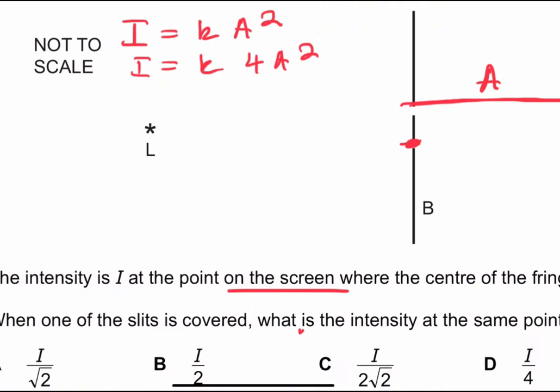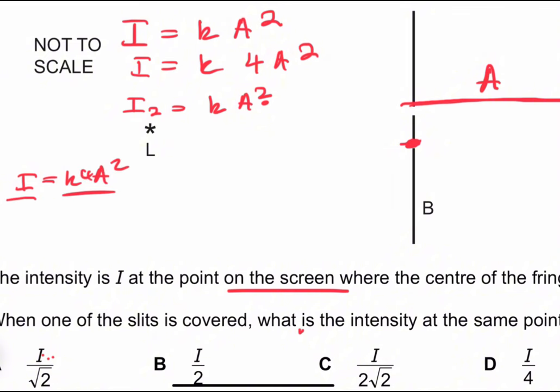So now our new I2, right? The I2 that we'll be experiencing will be KA squared only. And we want to find I2 in terms of I1. So let's go. So we can divide these two equations. We know that I is equal to K4A squared. We can divide the two equations.